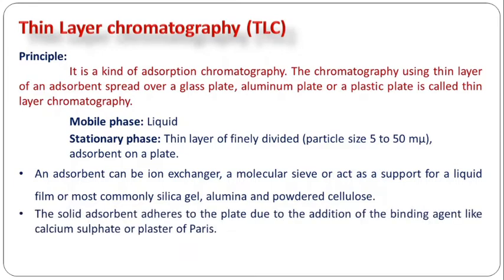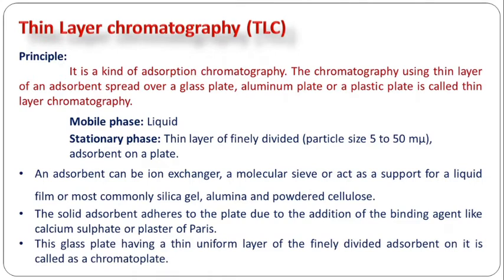The solid adsorbent adheres to a plate due to the addition of binding agents like calcium sulfate and plaster of Paris. Whatever this solid stationary phase is, it should be adhered on plates like glass, aluminum or plastic. So for that purpose we have to add some external agents. Those external agents are called binding agents. Those binding agents are like calcium sulfate or plaster of Paris, that is gypsum.